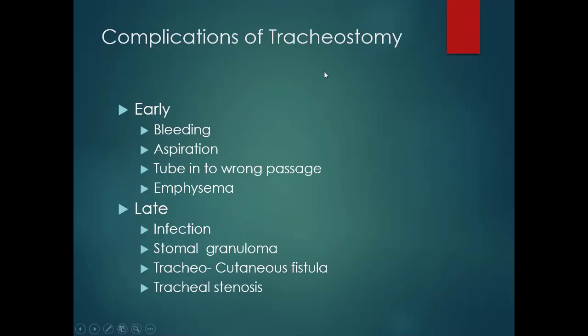So what are the complications of tracheostomy? The early complication would be bleeding from the tracheostomy wound, which can be from the inferior thyroid veins, anterior jugular veins, or blood vessels in the tracheal wall. So during surgery, we make it a point to tie off all the veins so that they do not give us trouble with bleeding during the post-op period.